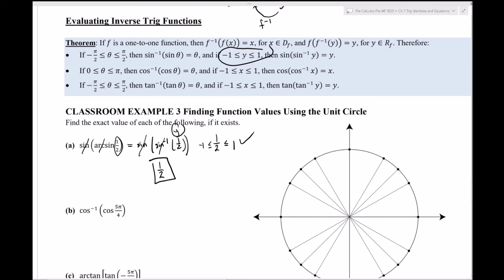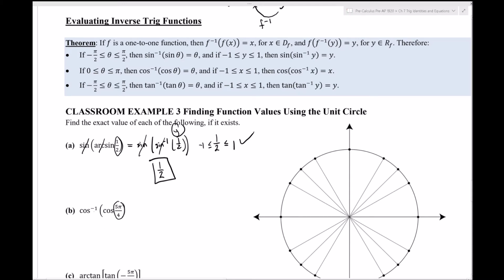They should cancel each other out as long as this number is a nice number, and by nice number, it follows what we circled over here. It satisfies that condition. So yeah, check mark for that one. Letter B, cosine inverse of cosine. I'd like for those two to cancel out, but in order for them to cancel out, we check the value of 5 pi over 4.